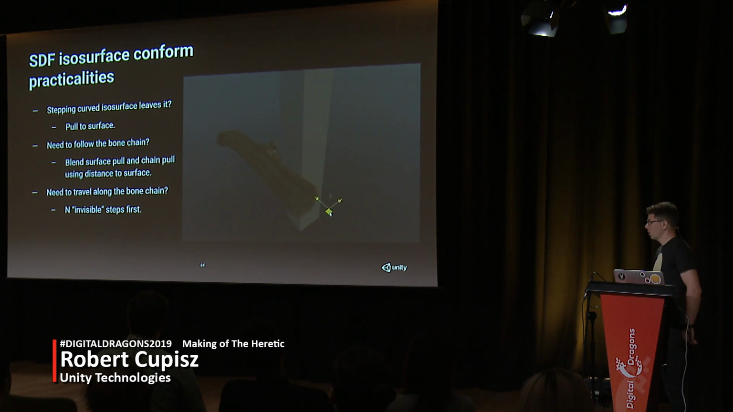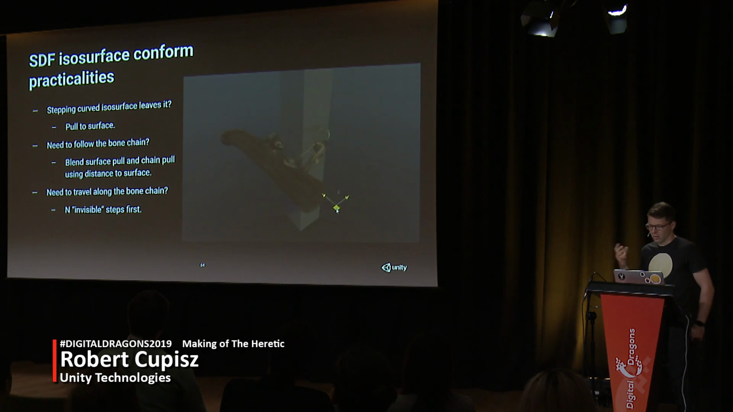So there was a bunch of practicalities in actually using it. If you're trying to follow a vector field that's curved, and you want to stick to an isosurface, just stepping along a tangent will obviously mean that every time you're actually leaving the isosurface, so you need to pull back. You need to blend following the bone chain with following the SDF and so on.